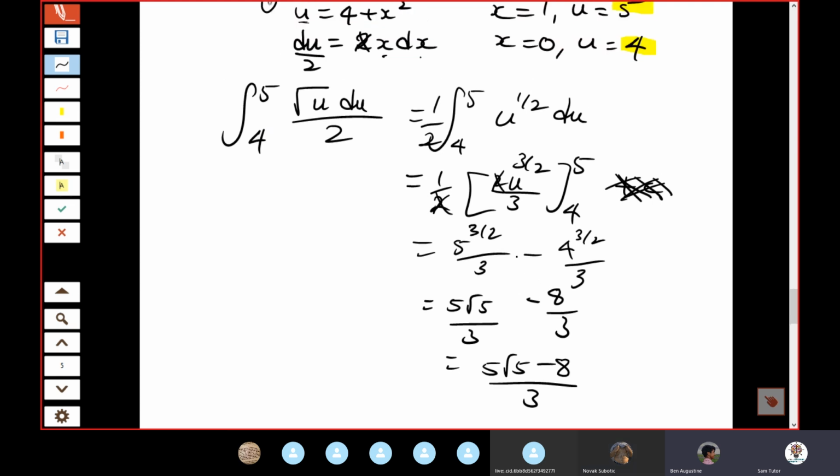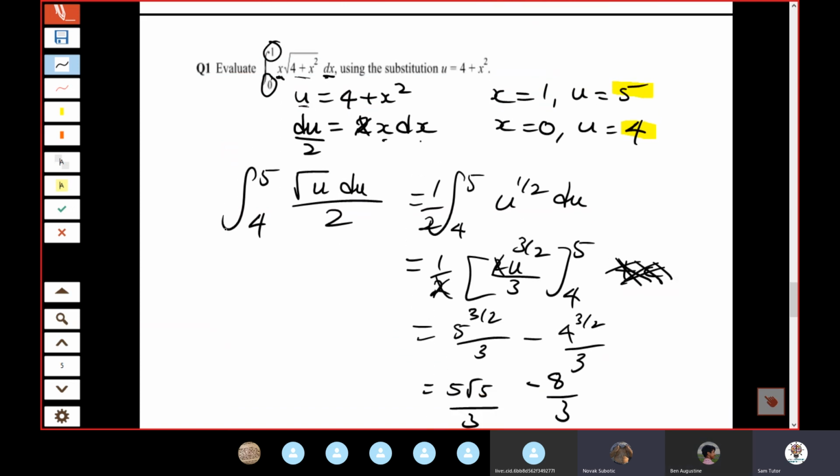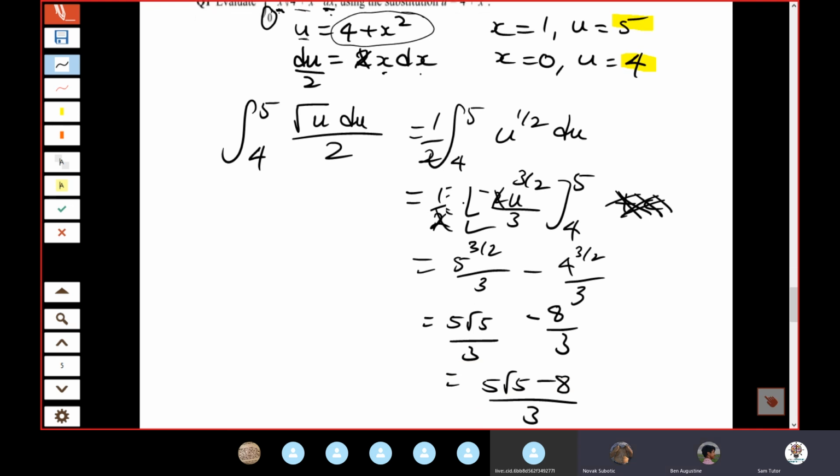Any issues with that question? No. Exactly the same. Let's just recap. We started off with u. We differentiated u. We got du. We realized we're going to have the 2x dx. We don't like that because we only meant to have an x dx. So we decided to divide by the 2. Then we changed our limits. When x is 1 and when x is 0, we found our new limits for u, which is 5 and 4, by simply substituting it into this expression here. And then we just integrated normally and simplified.